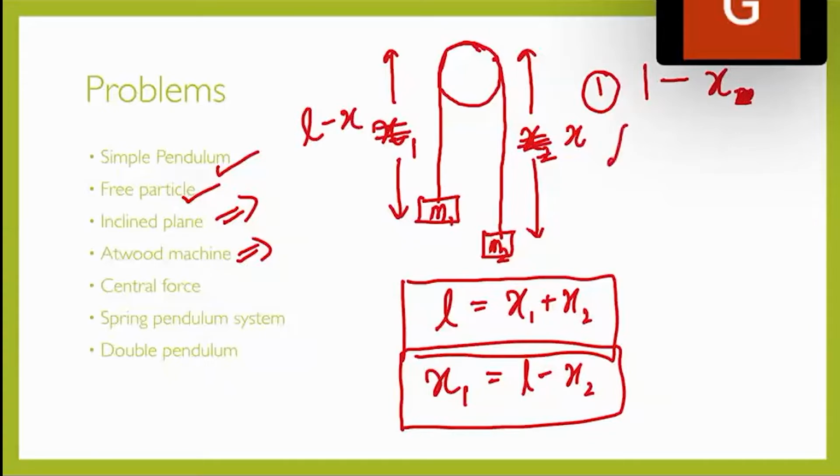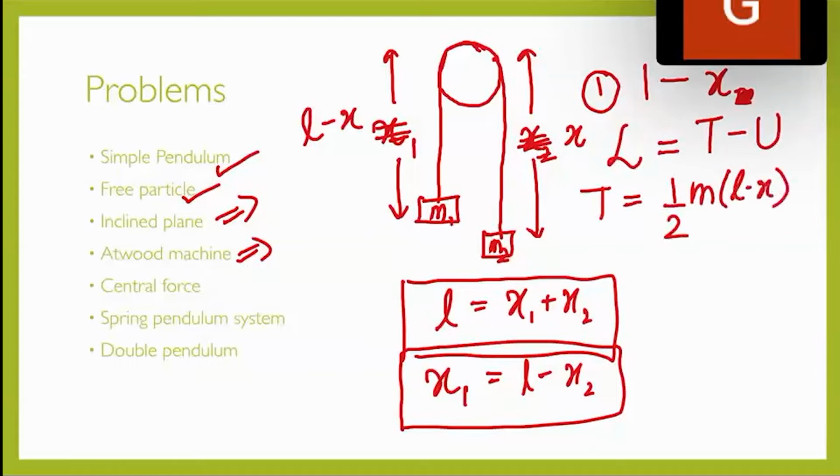Now moving on to the second step, which is your L, that is L equals T minus U. The kinetic energy of the system, we know what kinetic energy is: it is half mv square. For mass M1, it will be half M1 V1 square, where V1 is nothing but (L minus x) whole dot, which is simply x dot. So it will be x dot square.